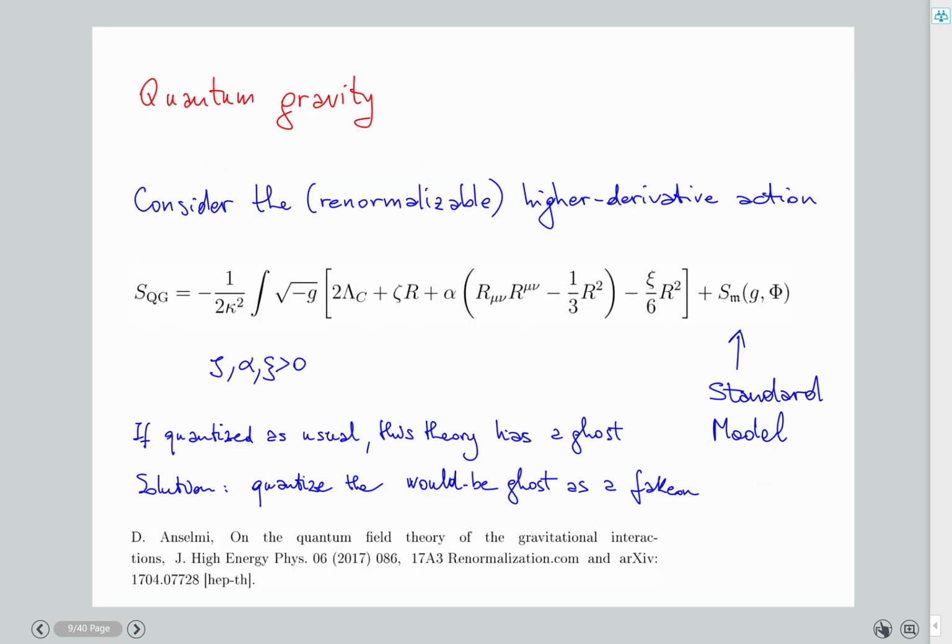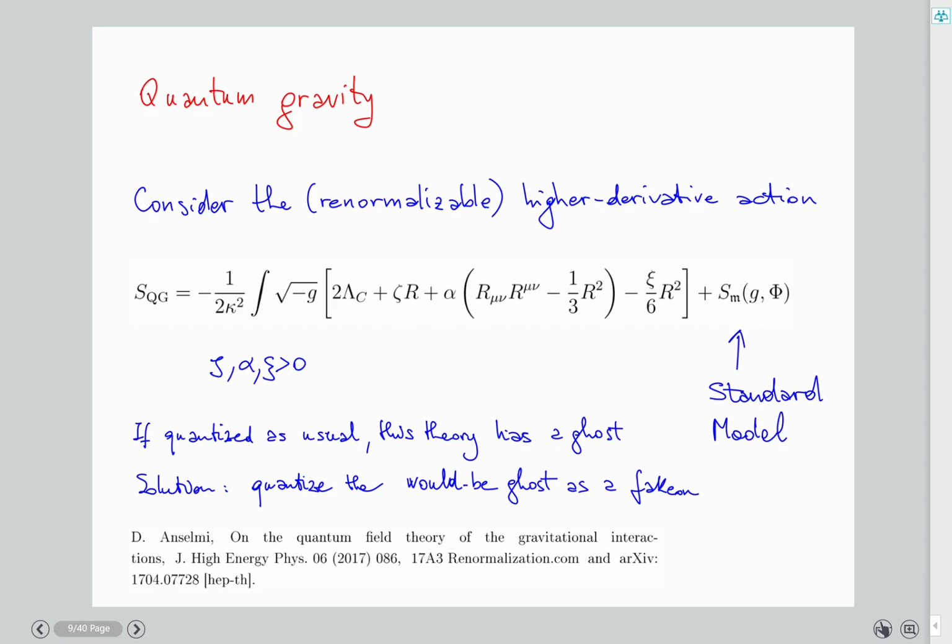So in the case of quantum gravity, it's quite natural now to take back those higher derivative theories that have the so-called ghost and quantize the ghost as a fakeon. And that's it. That's the theory. The theory will change, of course, physically, completely, but it's conceptually very simple.